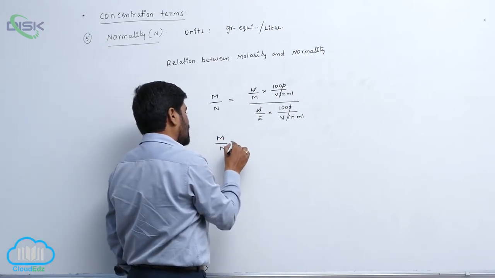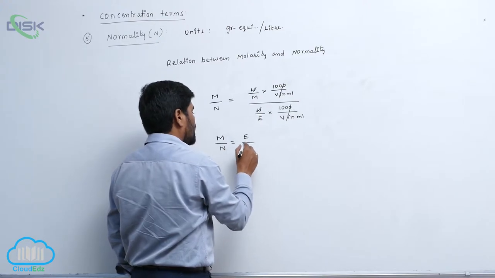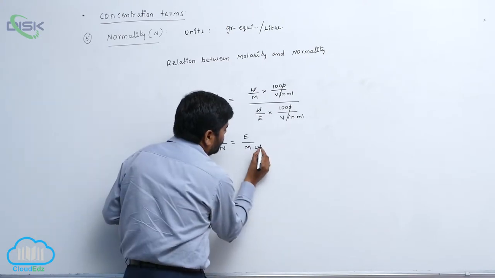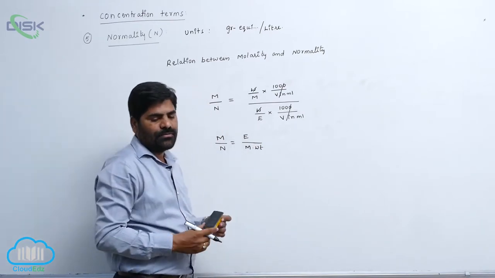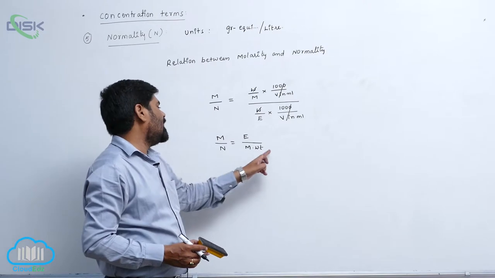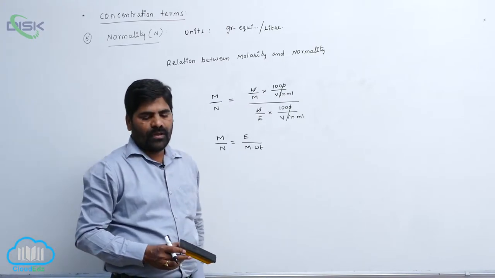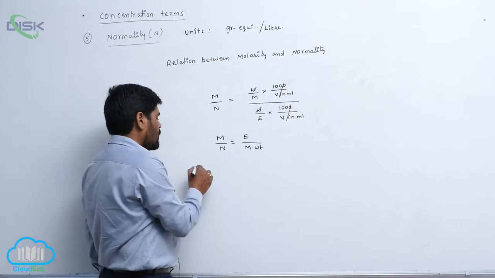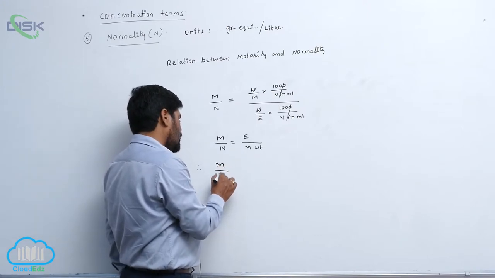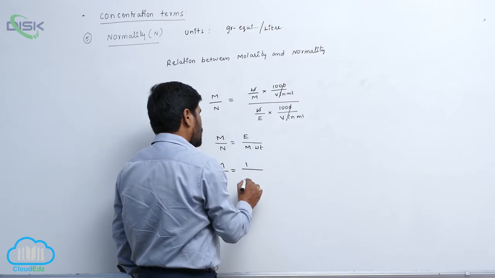Molarity by normality equals, this goes above, M comes below, E by molecular weight. This E by M indicates the N factor. So molarity by normality equals 1 by N factor.